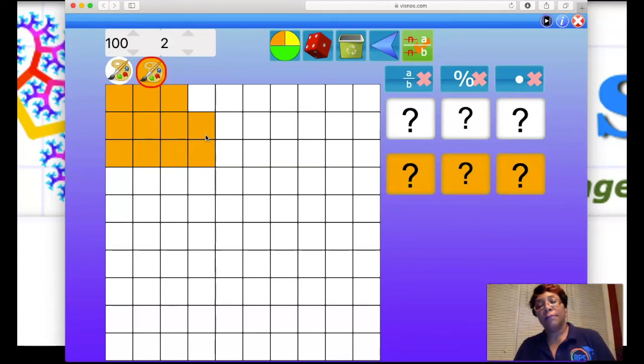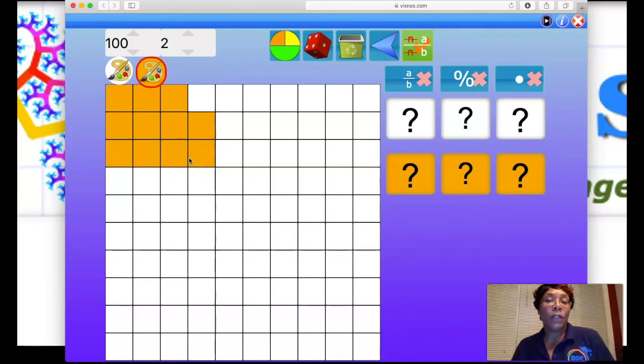What do we have shaded? And remember, first thing you're going to do is what? Make sure you have a 10 by 10 grid. So I have 1, 2, 3, 4, 5, 6, 7, 8, 9, 10. 1, 2, 3, 4, 5, 6, 7, 8, 9, and 10. 10 by 10 grid. How many are shaded in gold? 1, 2, 3, 4, 5, 6, 7, 8, 9, 10, 11. So I have 11 shaded out of 100.